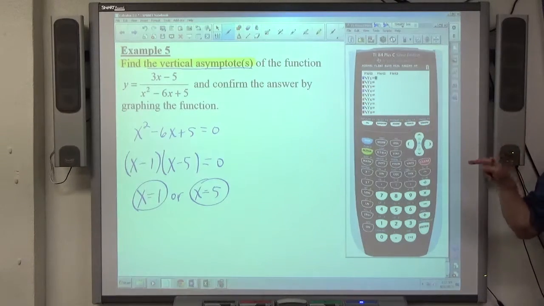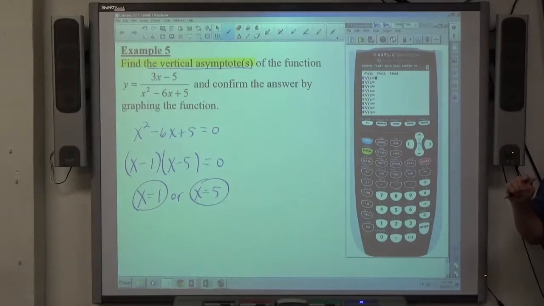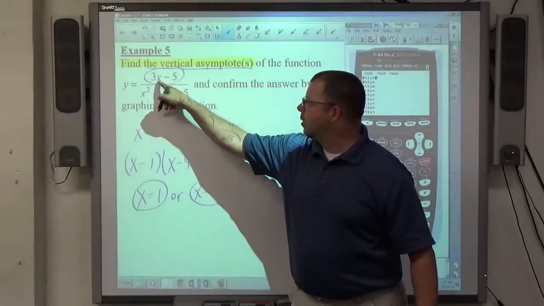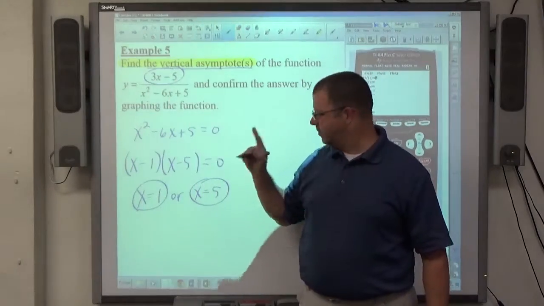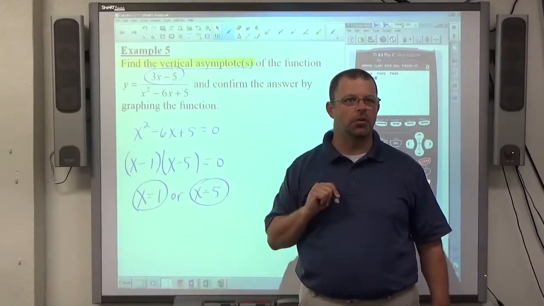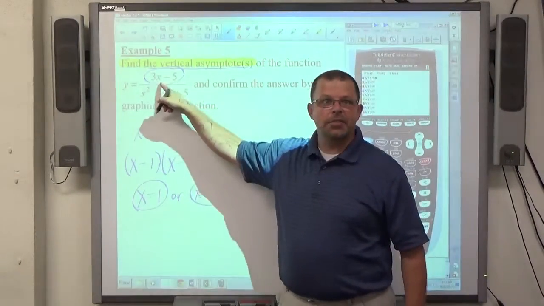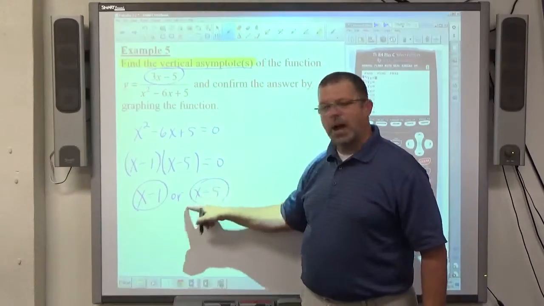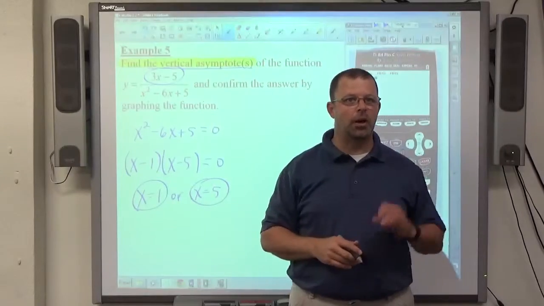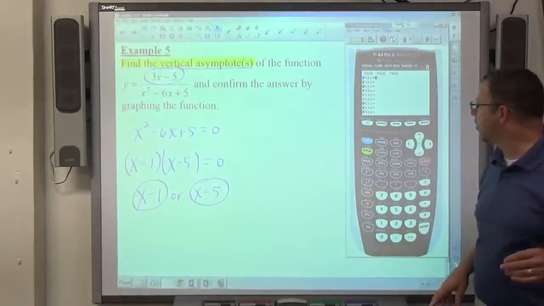Now, those are only vertical asymptote equations if the top also does not equal 0 with those. And that's just a simple test. Change x to 1, 3 minus 5 is negative 2, that's not 0. x is 5, 15 minus 5 is 10, is not 0, so both of these are vertical asymptotes. All right? If this top said x minus 5, then this would be thrown out because it wouldn't be a vertical asymptote anymore. It would actually be a hole in the graph in that situation. Again, we dealt with that in geotrig last year.